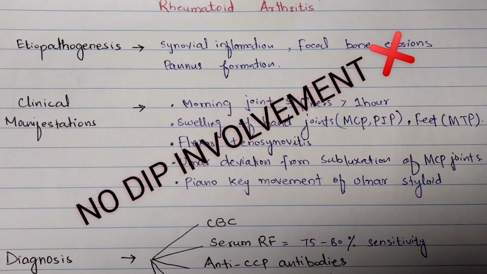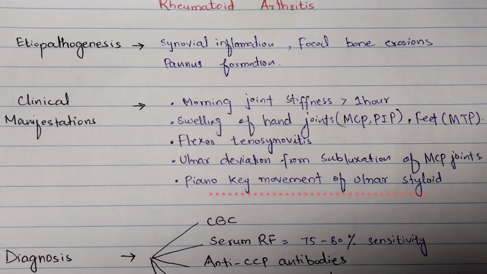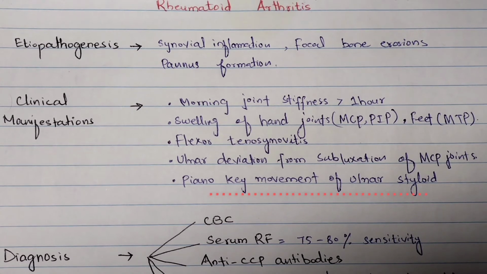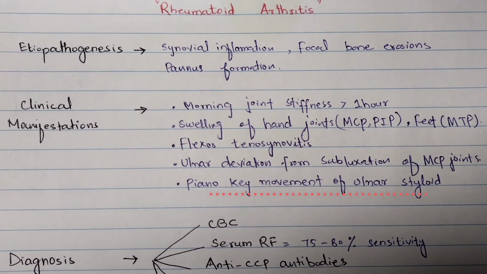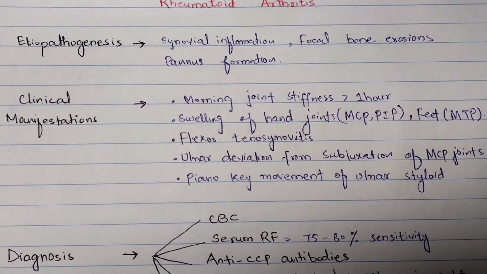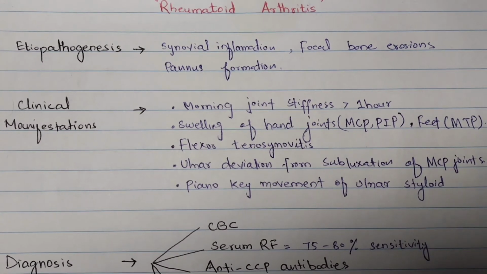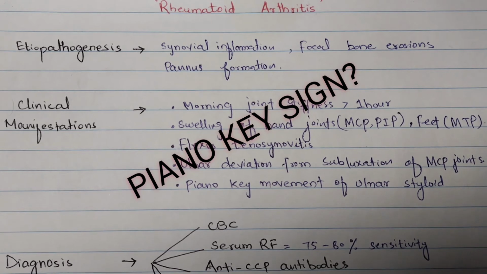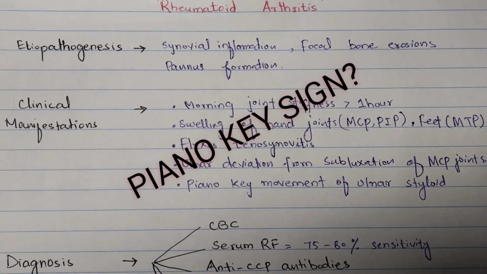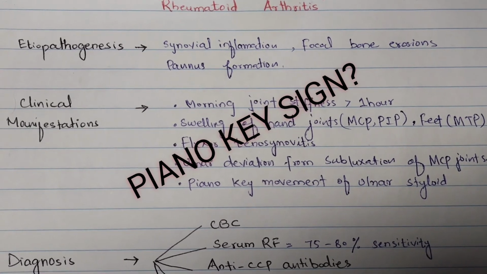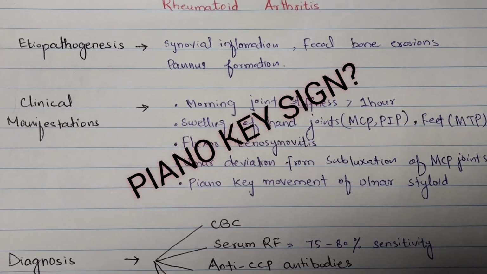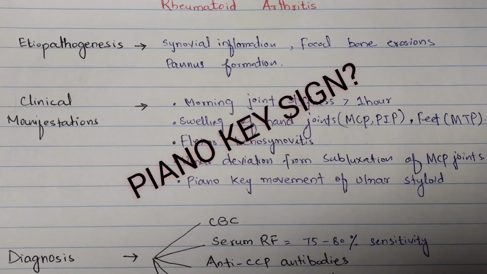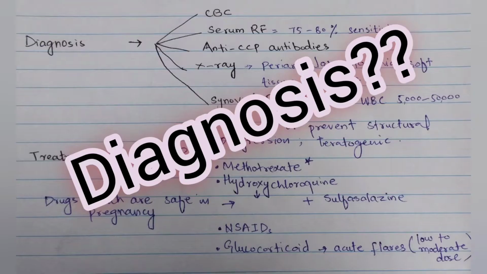Now the piano key movement of the ulnar styloid. Piano key movement of the ulnar styloid is also one of the clinical manifestations of rheumatoid arthritis. What is the meaning of piano key sign? When a protruding ulna is found and the forearm is pronated, depressing the ulnar head makes it spring back into a position like a piano key. It's called piano key movement or piano key sign.